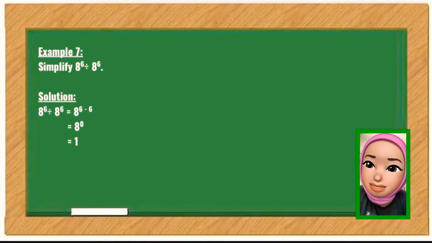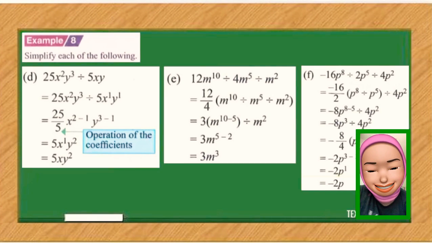Look at example 8. Turn your textbook to page 10. Okay, let us look at example 8D. It involves algebraic terms. 25 x to the power of 2 y to the power of 3 divide 5xy. So what should we do? You have to group together the coefficients, 25 divided by 5.